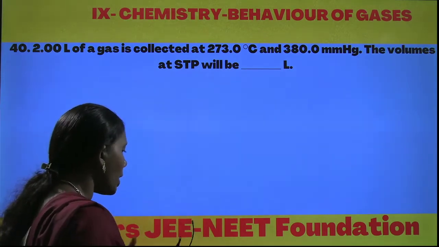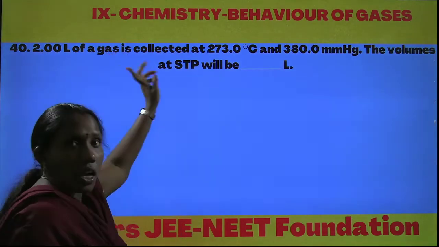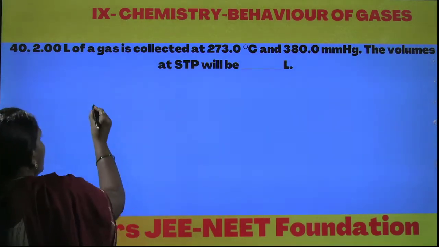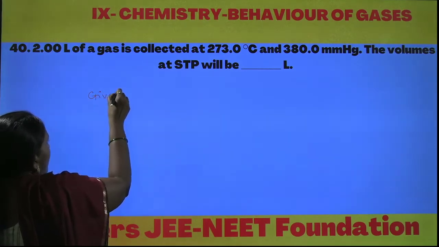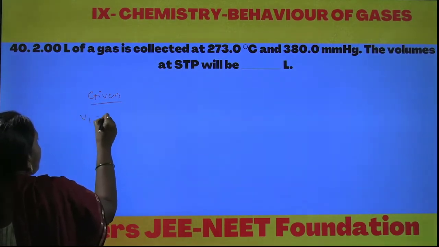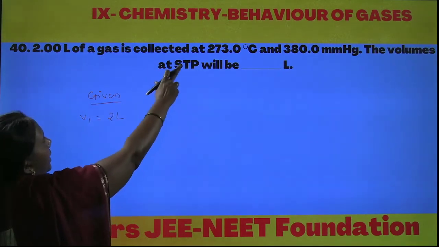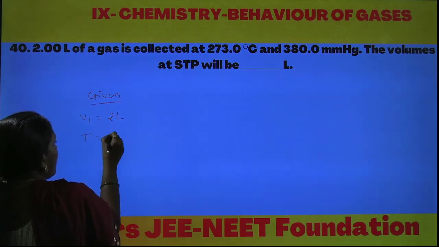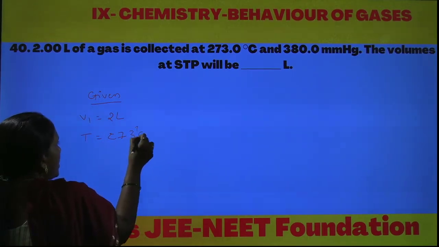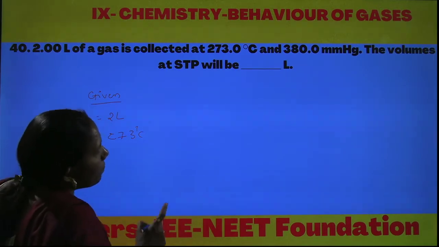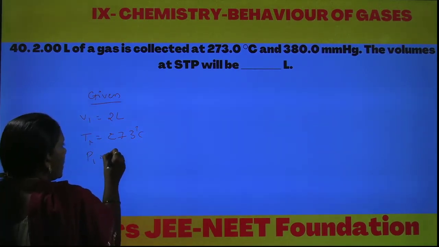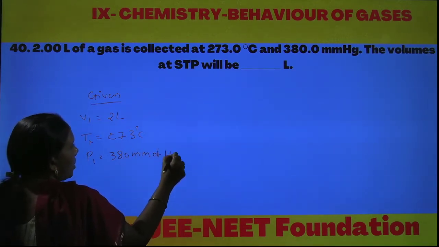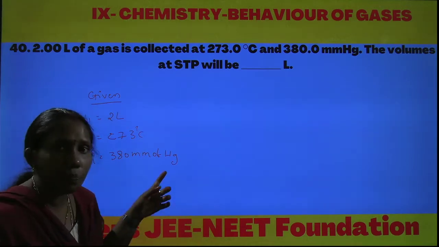So here two conditions, the given conditions and STP conditions, we have to take. What are the given conditions? Let us see. The given volume is 2 liters and collected at 273 degrees Celsius, means temperature is given, 273 degrees Celsius, and pressure is given, P1 equal to 380 mm of Hg. He is asking to calculate volume at STP.